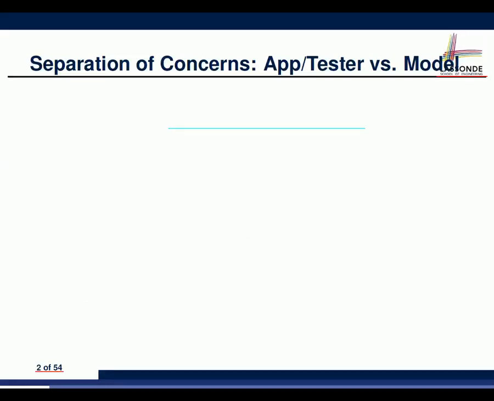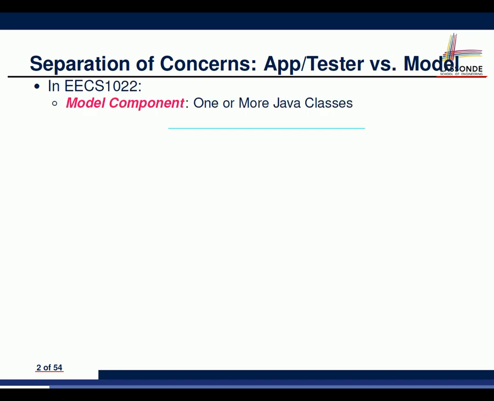Okay, now, let me say again, separation of concern. Let's draw a final connection between 1022 and what we're going to do now, okay? In 1022, we had the model components. That's everything that matters for 2030. So you have one or more Java classes. For example, remember in your lab number 1 in 1022.